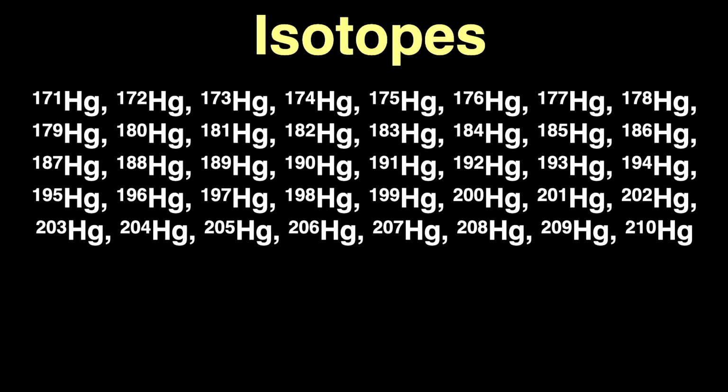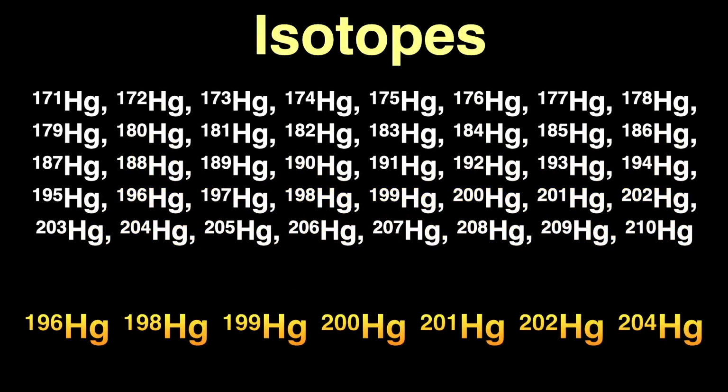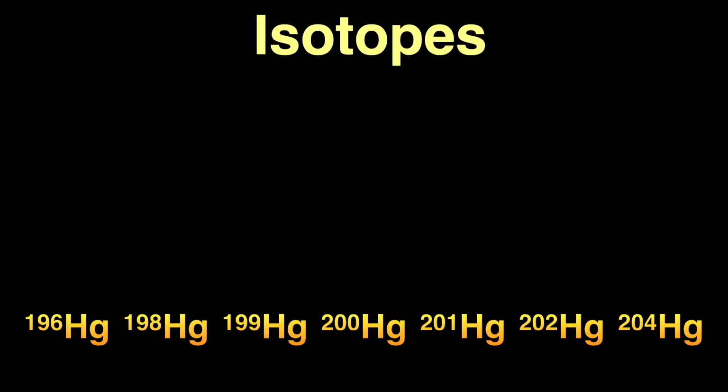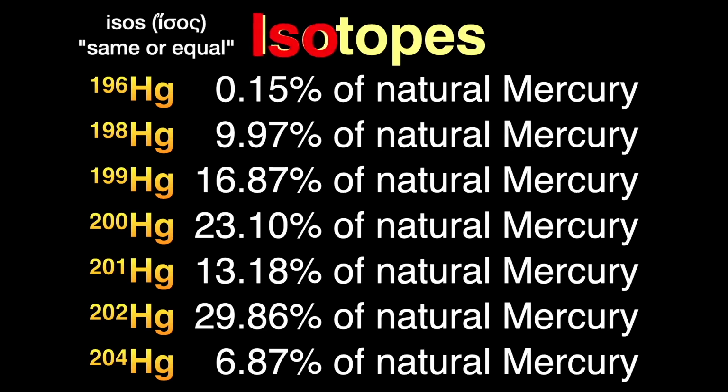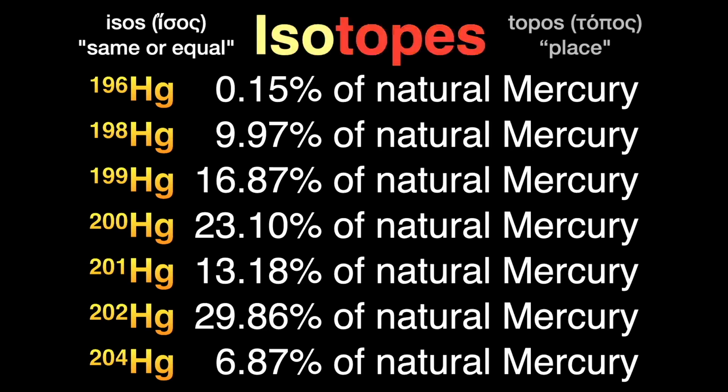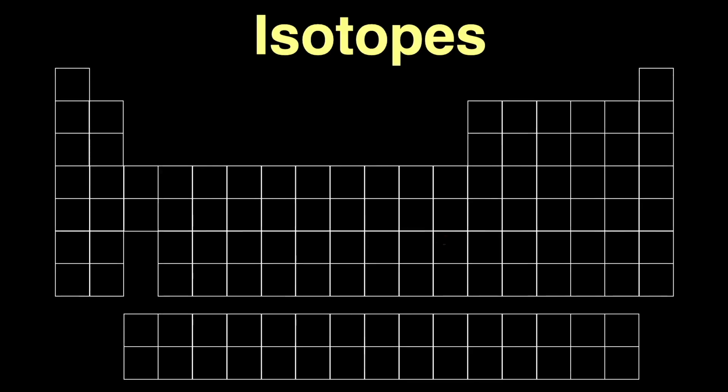There are 40 known isotopes of mercury, and of these 40, there are 7 non-radioactive isotopes. There are only 6 elements with 7 or more stable isotopes. These isotopes occur in nature in varying amounts, as you see here, from 0.15% to almost 30%. The word isotope comes from the Greek isos, meaning same or equal, and topos, meaning place, since all these various forms of mercury occupy the same place in the periodic table.